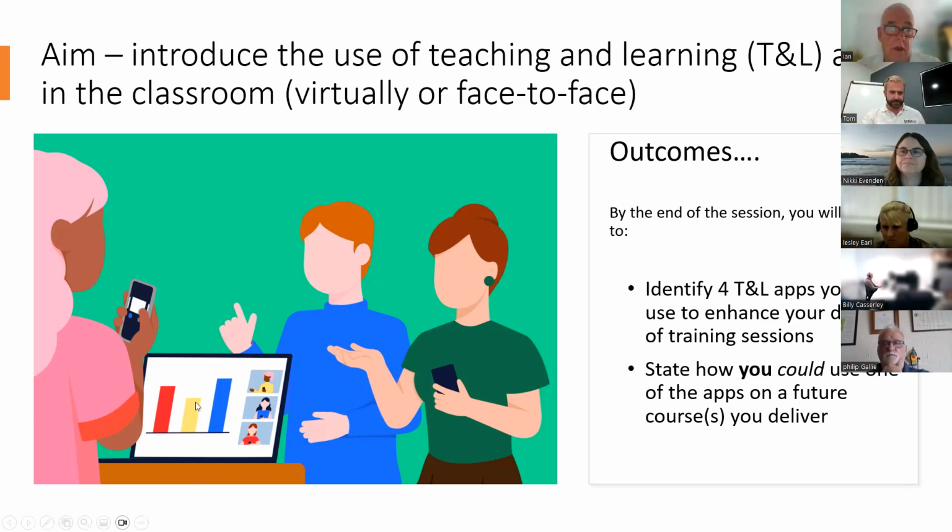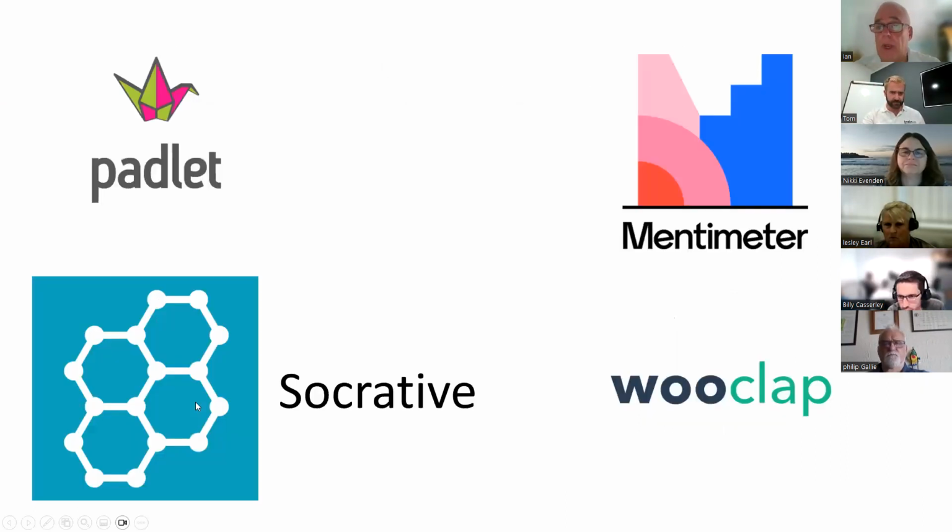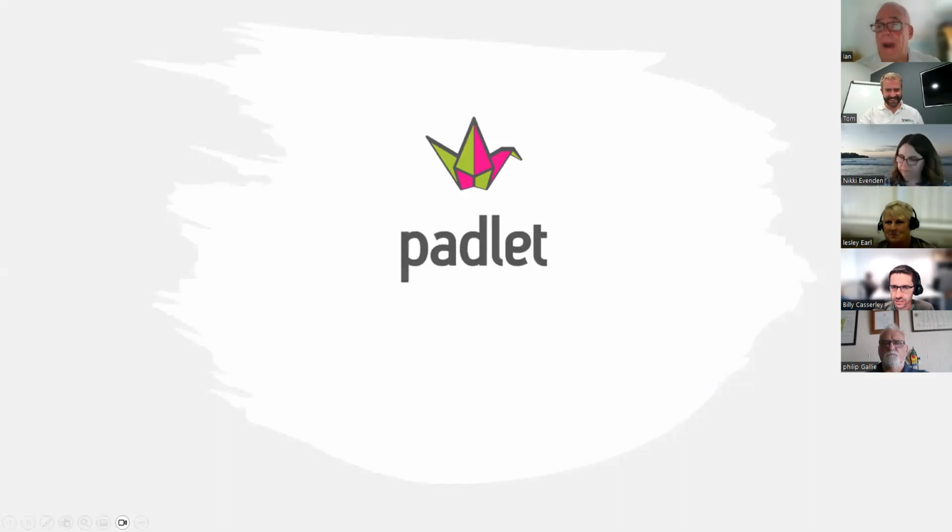Okay, so they're the 4 we're going to look at. We're going to look at Padlet, we're going to look at Mentimeter, we're going to look at Socrative, and we're going to look at WooClap. Don't worry about WooClap. It does sound like something you'd go to the chemist and get some cream for, but I can assure you it's not. Okay, so let's have a look. And we're going to start with Padlet.